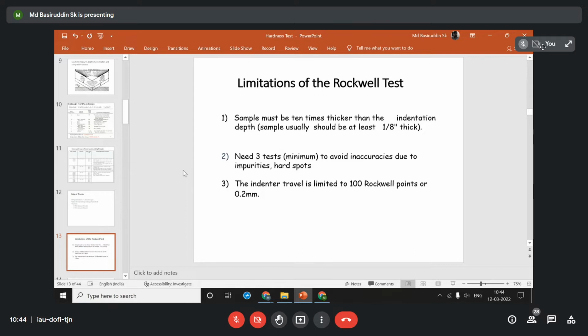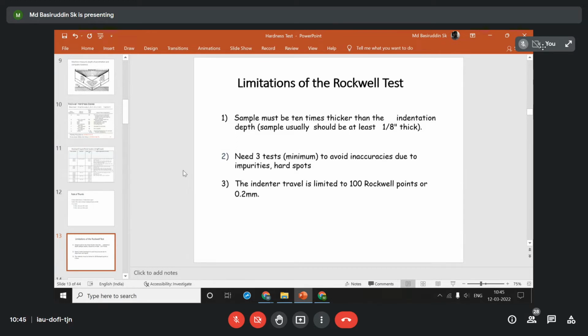On the same sample, if you put the indentation in a nearby region, you may find another number. Then you will get confused about which number is correct. Therefore, we have to put a minimum of 5 indentations. Maybe you may get 5 different numbers, maybe 3 different numbers or 2 different numbers.